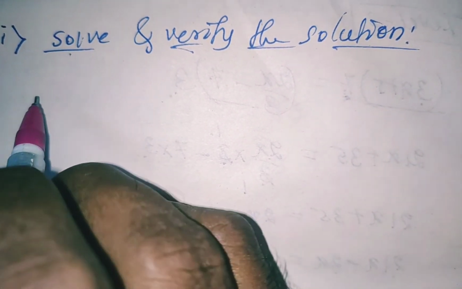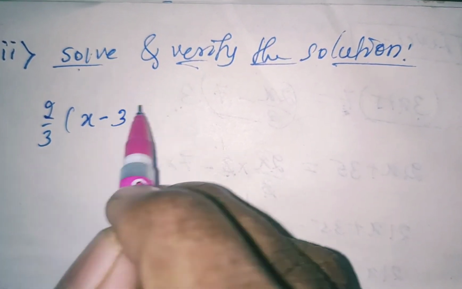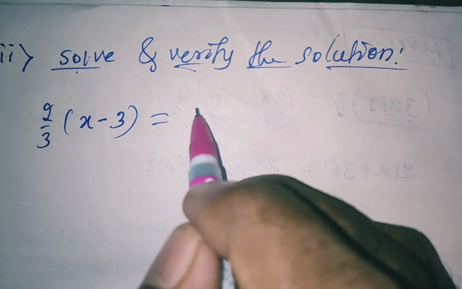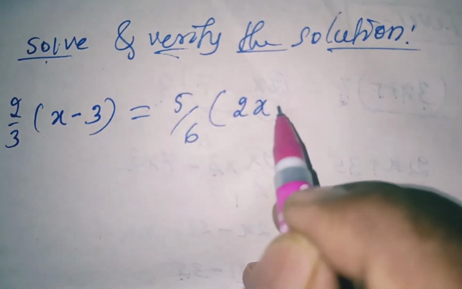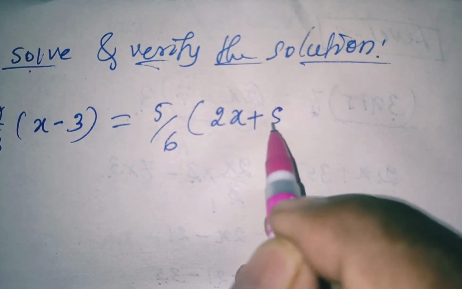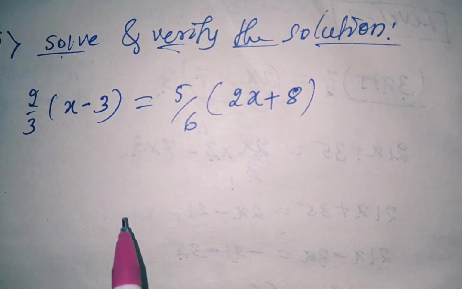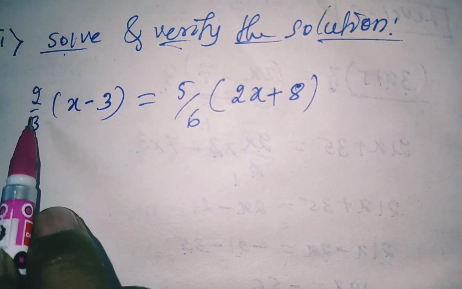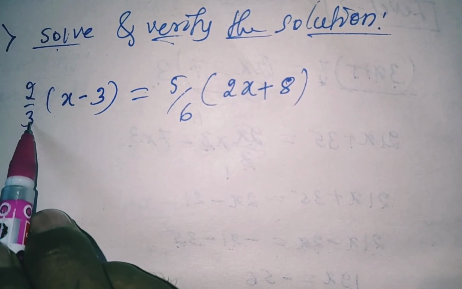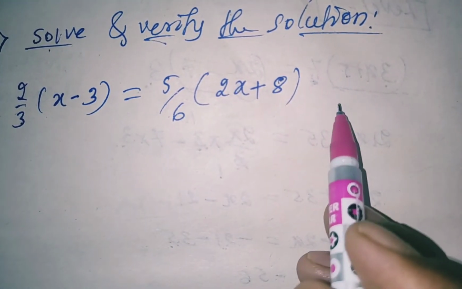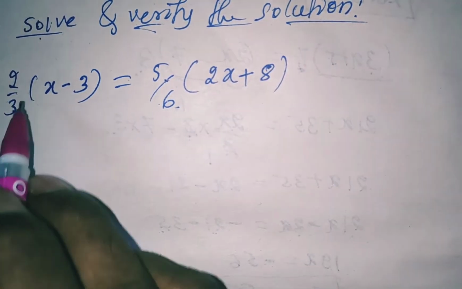अभी एक example लेते हैं. So I will take one example. 2 by 3 (x minus 5) or (x minus 3) is equal to 5 upon 6 (2x plus 8). Okay, so in this case here, first we need to open the bracket. Before that, you do one thing. Here division is there, 3 whole divided by, this is a 6 whole divided by is there. So take cross multiplication.